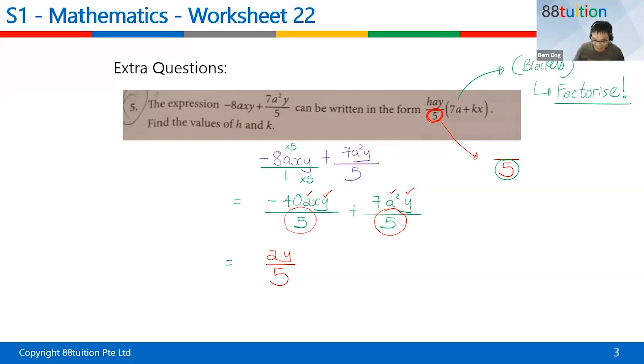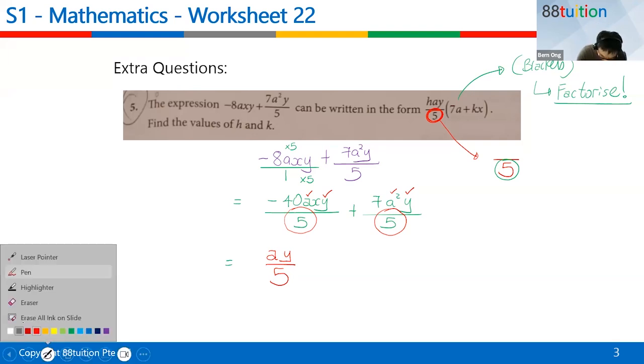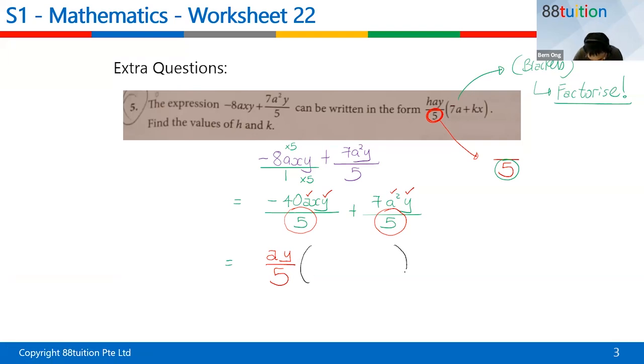Then, what are you left with? You are left with a bracket, and you're supposed to put the remaining items in the bracket. The over 5 is all taken out already. So you're left with the minus sign, and 40, because 40 and 7 have no common factor. You're left with an x. Then you're left with this plus sign and the 7. A squared means a times a, and you took out 1a, so you're left with another a. And the y is taken out already. Can you see?